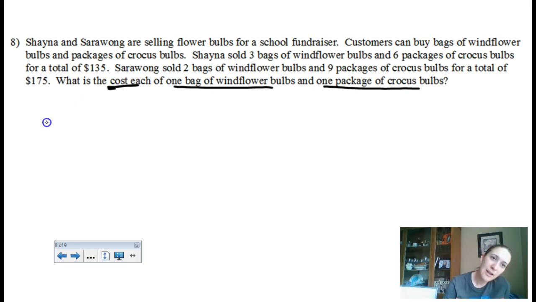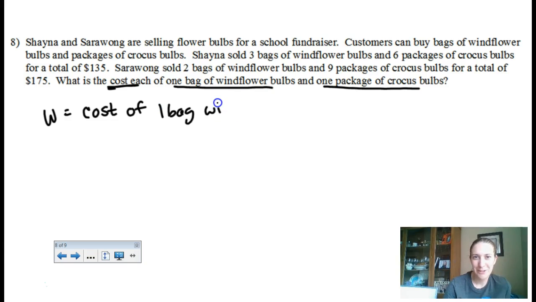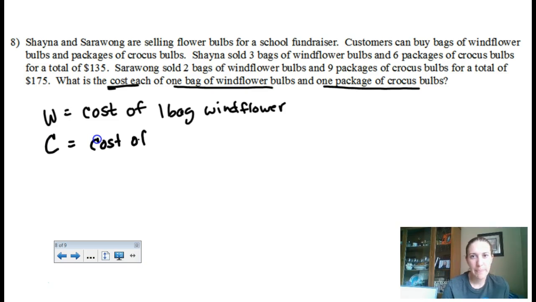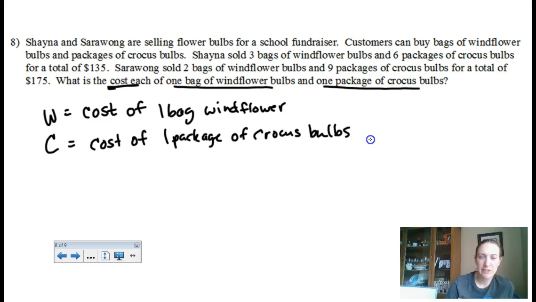So let's say W is the cost of 1 bag of windflower. Oh my gosh, I can't read. Windflower. Need to go to bed. All right, and then C can be the cost of 1 package of crocus bulbs.